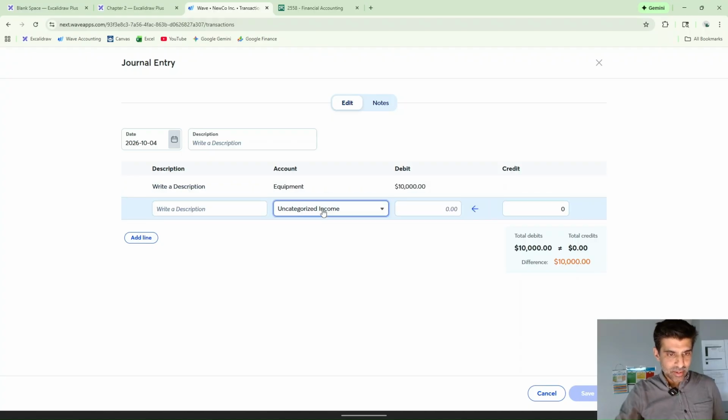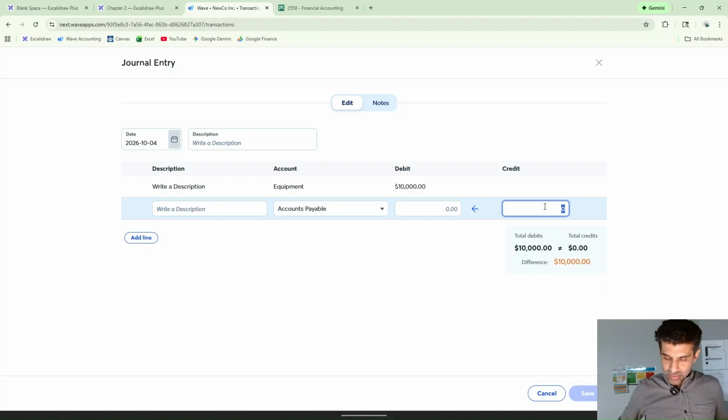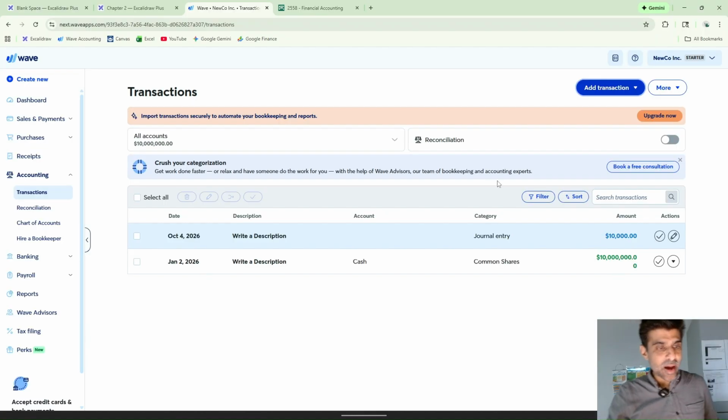And then we had accounts payable. You can see the drop down is listing accounts by type, so I can see liabilities, accounts payable. Now it's going to let me do this because my debits and credits are equal, and the accounting software knows that's the cardinal rule. So I can save. Now you can see it appeared here: category journal entry, 10,000.